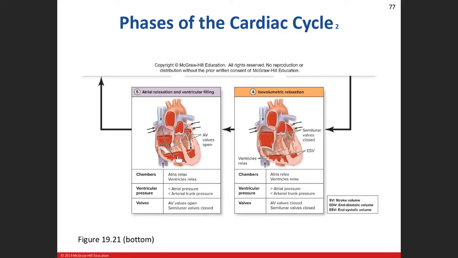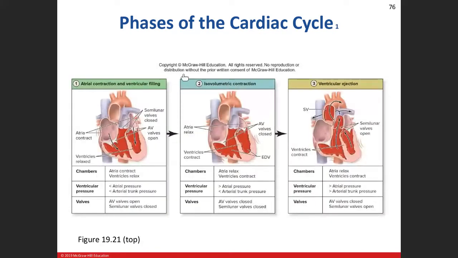So blood starts to fill up. We'll go to the previous slide and start the cycle. All right, so now what happens? The SA node starts to depolarize, and it begins to depolarize and spread across all the cardiac muscles.